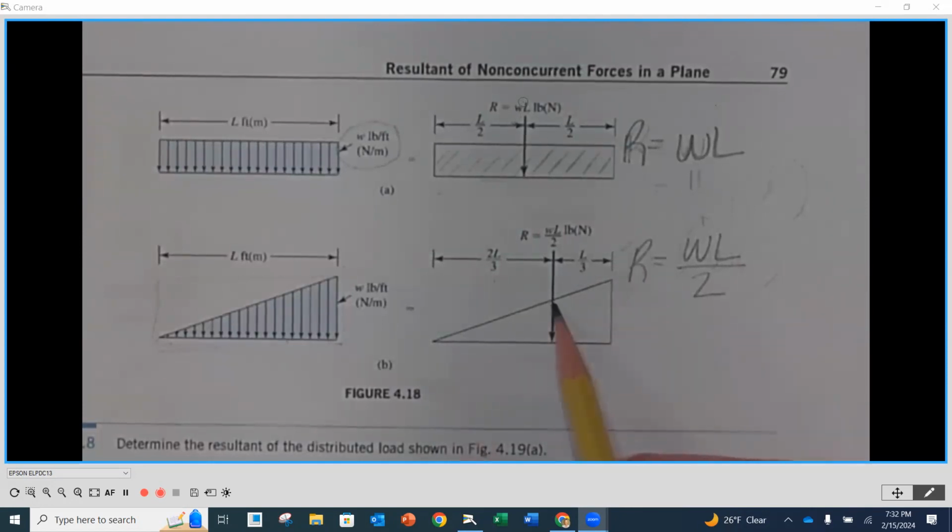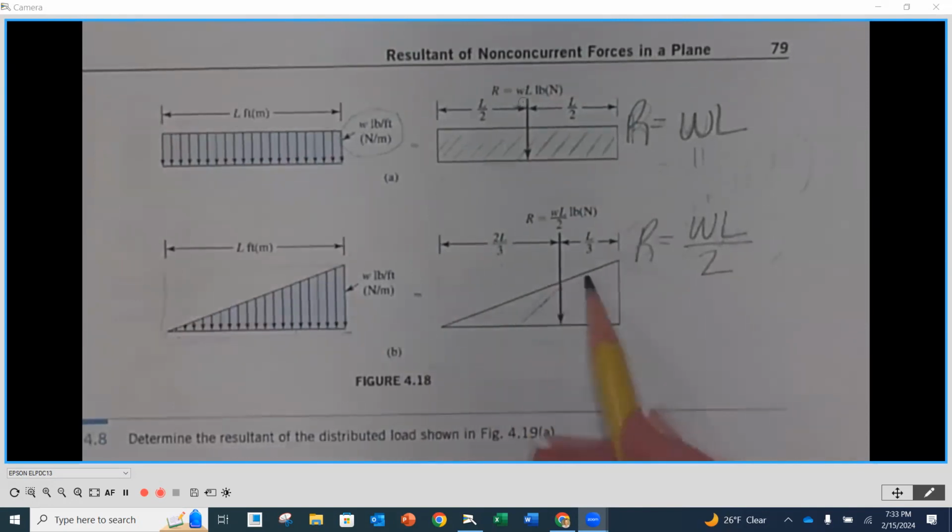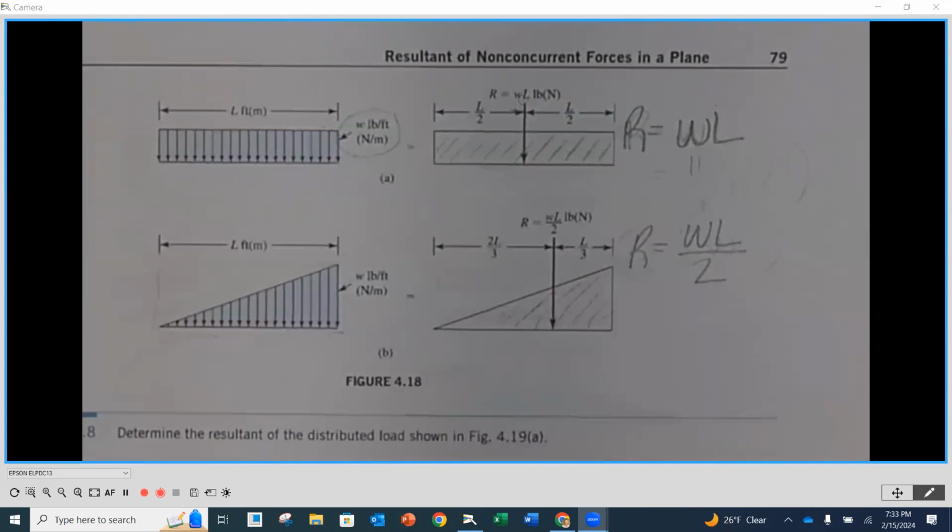And then we would concentrate it, not at the geometric center this time, because we have more on one side than the other. It would either be 1/3 from what I call the high side, or 2/3 from the low side. And that would be where we would concentrate for that distributed load.